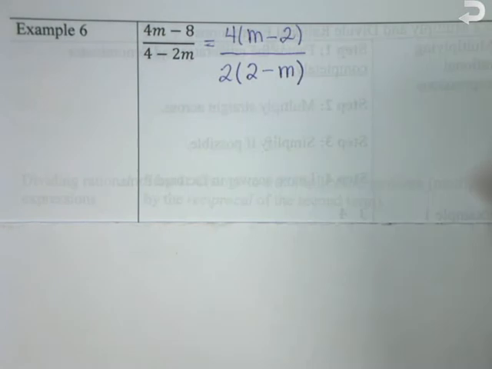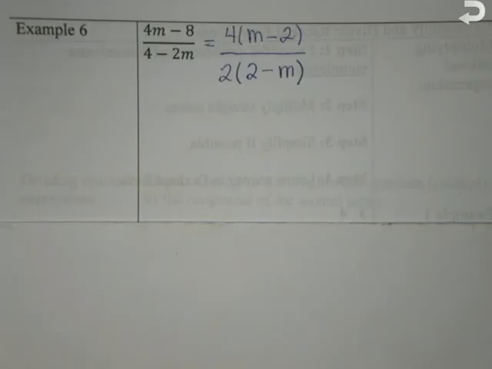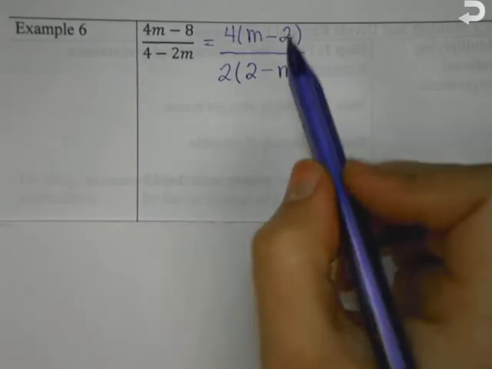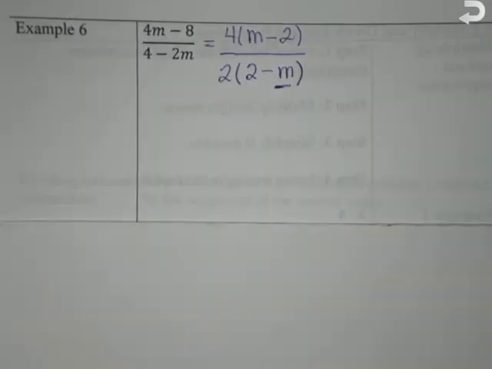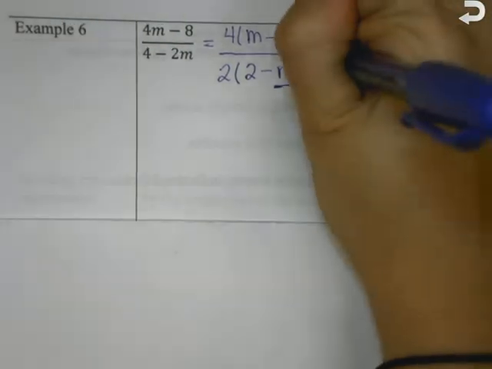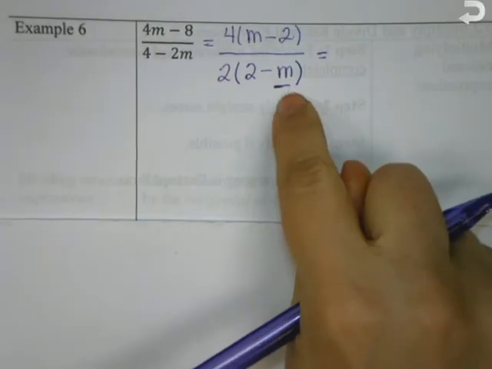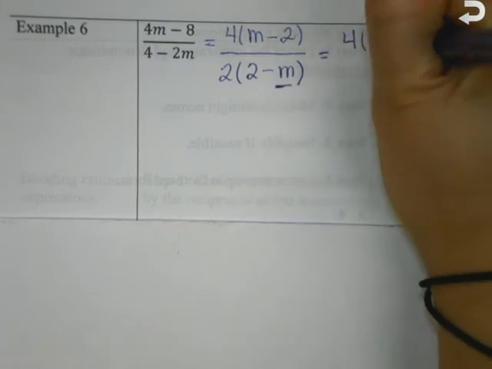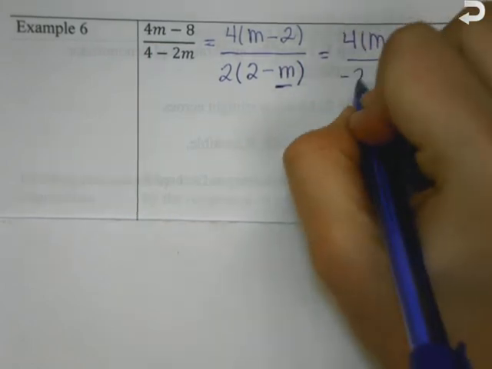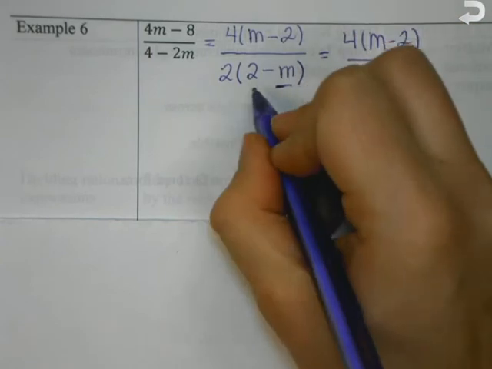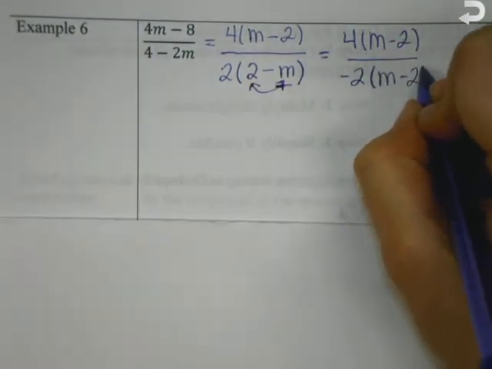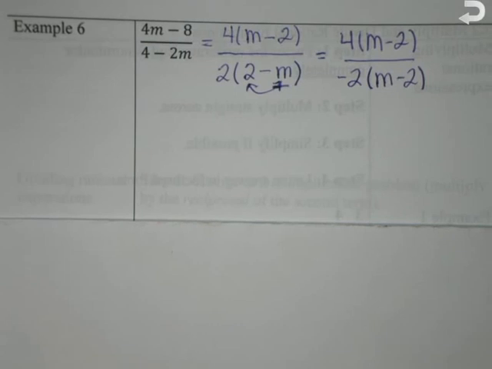What do you notice? These are opposites, so we can factor out a negative. Like I said, I always use the one where the variable is in the back. So if I factor out a -1 from this guy, what happens to that 2? The 2 becomes a negative 2. So that's negative 2. And then what happens to both of these? They flip. So this becomes m minus 2. Does anything cancel yet? M minus 2.